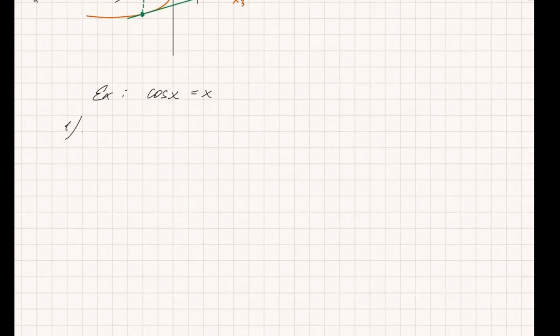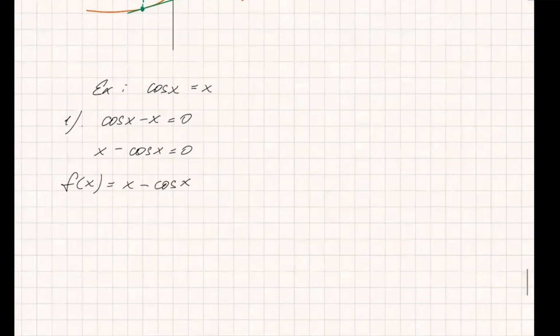So the first step is to find the function, right? The equation can be written as cosine x minus x equal to 0, or we can write it as x minus cosine x equal to 0. Doesn't really matter, both are the same thing. So let me choose the second one. I choose my f of x to be x minus cosine x.